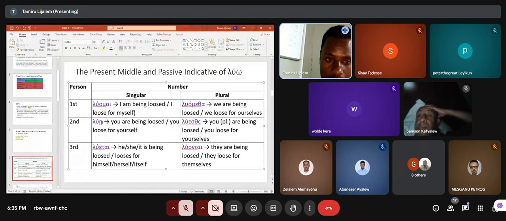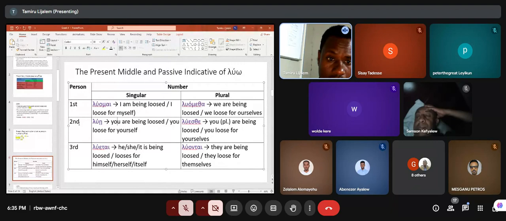We discussed this one: the sigma was dropped, and epsilon and alpha can be contracted as eta, and eta and iota can be subscribed under eta. That's why we use this one. Lue, it is pronounced as lue.